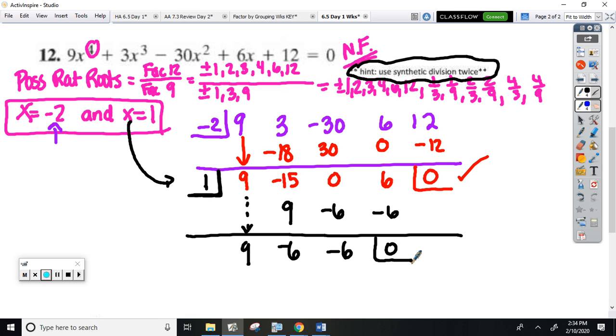So that's what it meant when synthetically divided twice. So now let's put our variables back in. We'll have 9x squared minus 6x minus 6 equals 0. We can now solve using the quadratic formula. I would take a GCF of a 3 out first. Remember, dividing by 3 on both sides.